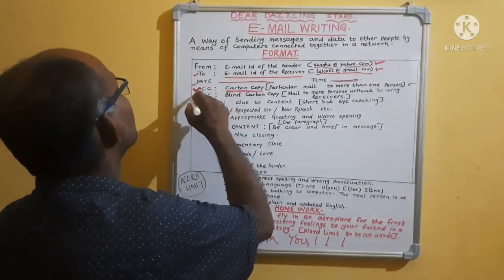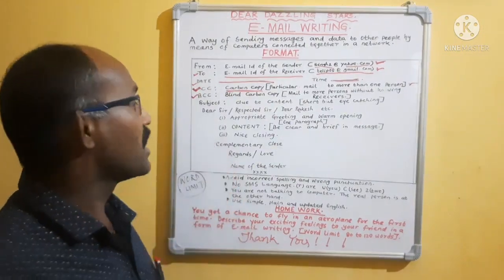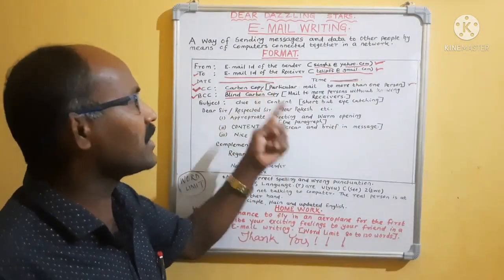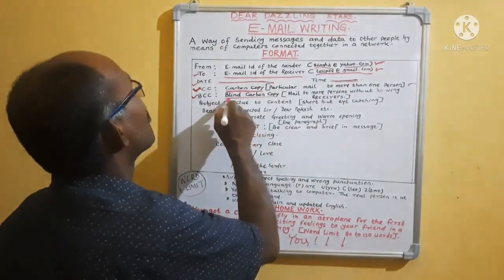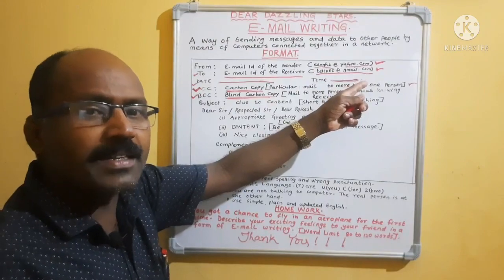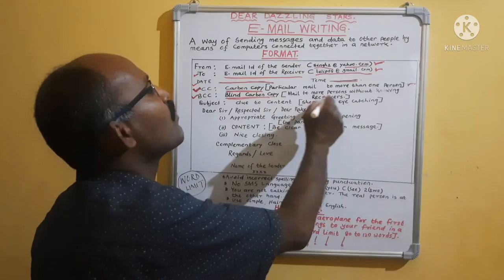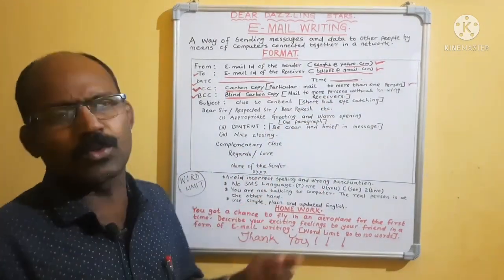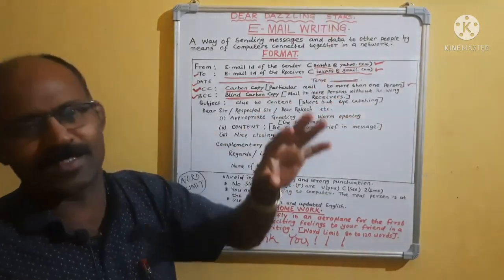Then BCC. If you have watched the computer, you have seen BCC. BCC means blind carbon copy. Blind carbon copy also means sending the mail to more than one person. But here, the recipients do not know each other. At a time you want to mail more persons without the receivers knowing. Suppose you don't know who the receivers are, but you are sending the mail. That means blindly you are sending.